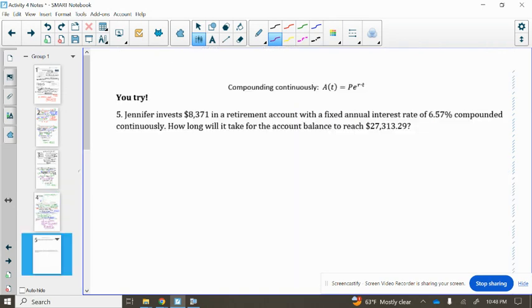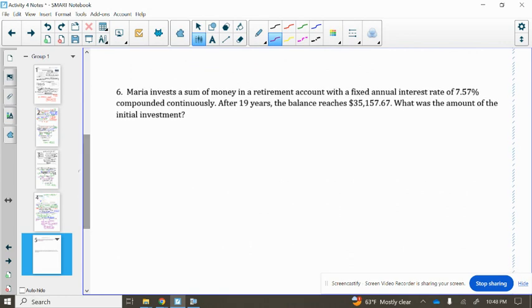All right, now there are two for you to try on the next page. This time we have Jennifer. We are solving for how long it's going to take her to reach our amount. And then in the last example, we have Maria, and we want to figure out what her initial investment would be in order to reach that $35,000 mark.